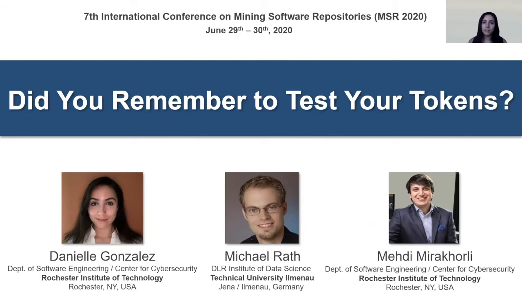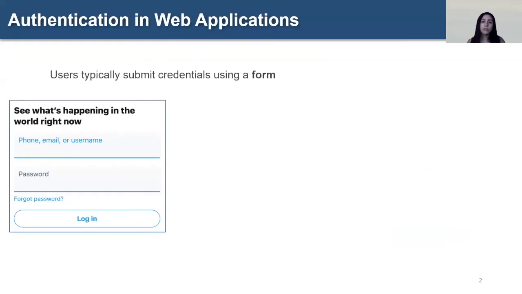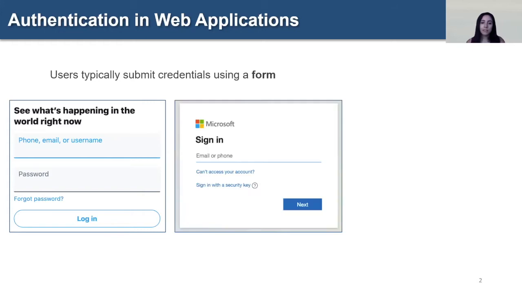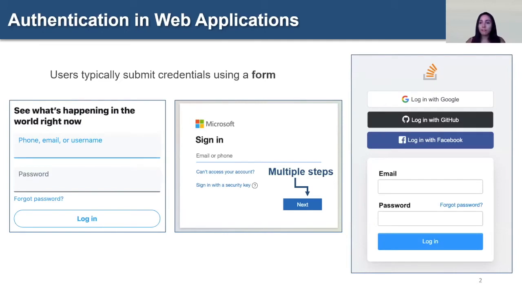I'm a PhD student at Rochester Institute of Technology, and I'm going to talk about how developers unit test token authentication implementations. User authentication is typically a form where they have to put in their username or password. Sometimes this can look a bit different, such as if the credentials are provided in multiple steps, or if the user is allowed to authenticate with credentials from another application, such as logging in with Google on Stack Overflow.